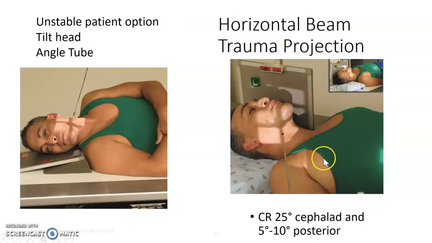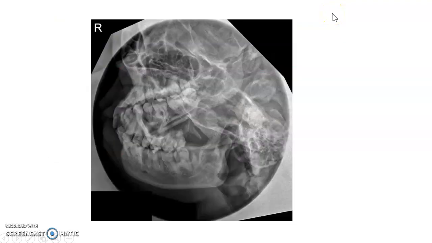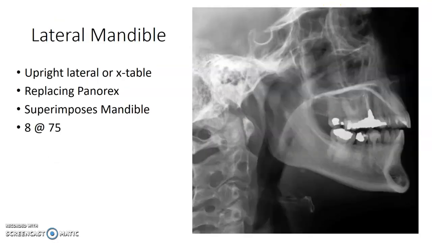If it's a trauma situation, they're in a neck collar, they can't lay on their side, you have to do what we call sort of a double angle. You want to angle 25 degrees cephalad and 5 to 10 degrees posterior to the area of interest. So that would be your trauma mandible position. I think I have that demonstrated here as well. So this is showing you also cassette tilt as well when you can't turn their head, but we can go through that in our lab situation, okay?